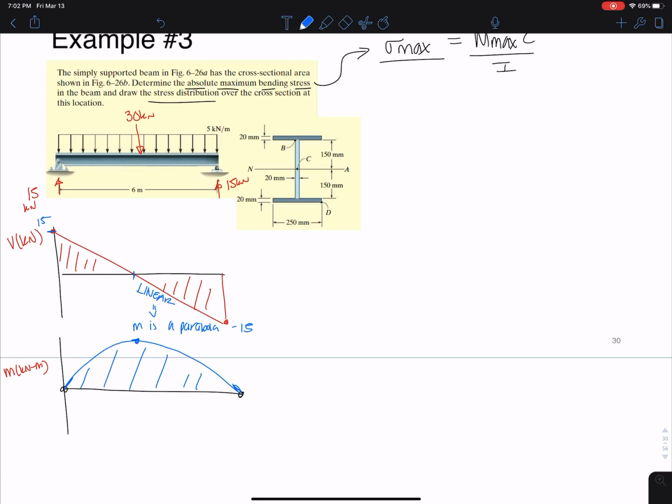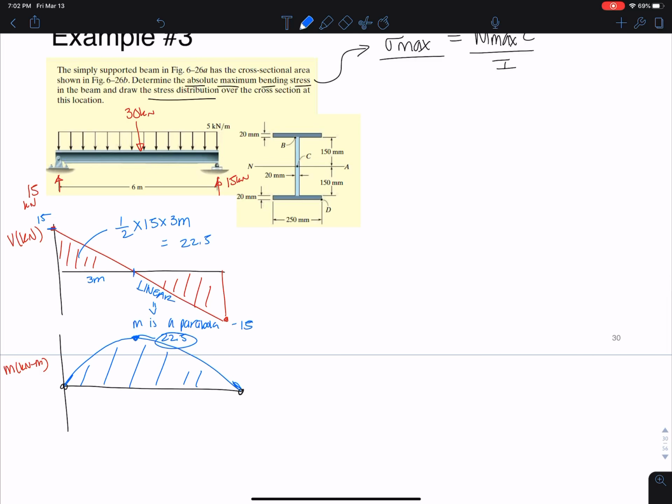And if I want the value here, I just take the area under the curve. This is 3 meters, and I get 22.5. And this is my M max. It's my internal moment at 3 meters on the beam with the cross section shown here. Okay, so let's keep going. Now, this is a little bit new. I'm going to have to find the moment of inertia of this shape over here.